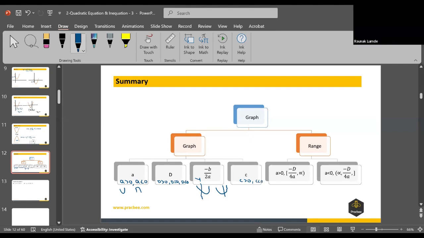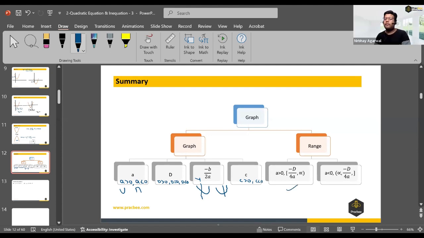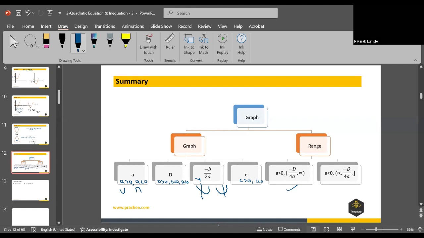And range, we know that if we have an upward parabola, then the lowest point will be minus d by 4a. It goes to infinite, so the range will become minus d by 4a to infinite. In the same case, when we have a downward parabola, a is lesser than 0. So in this case, range will become minus infinite to minus d by 4a. Got my point?